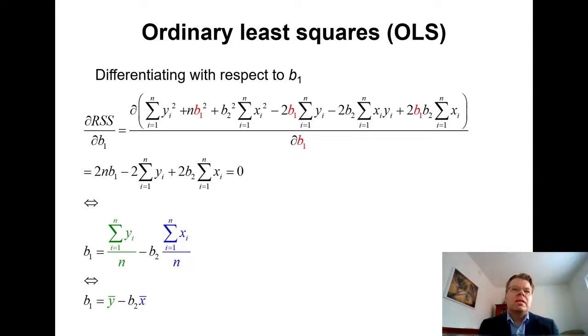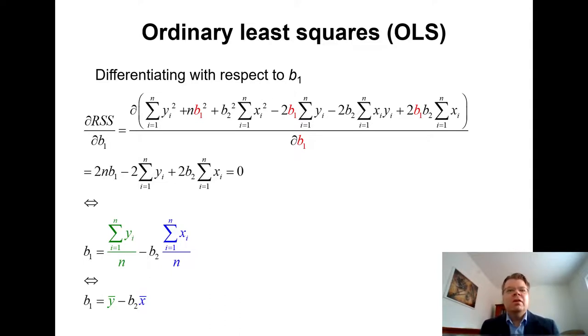Now if we solve b1 out of this first order condition, as indicated with this arrow in both directions, we take b1 on the left-hand side of the equation and move everything else to the right-hand side. We get that b1 must be equal to the sum of yi divided by n minus b2 times the sum of xi divided by n. Okay, that's very, very simple. Notice that the 2 cancels out because it is included in each of these three components in the first order condition. On purpose, I have highlighted the sum of yi divided by n in green color and the sum of xi divided by n in blue color, because there is a very well-known interpretation for this kind of sum divided by n.